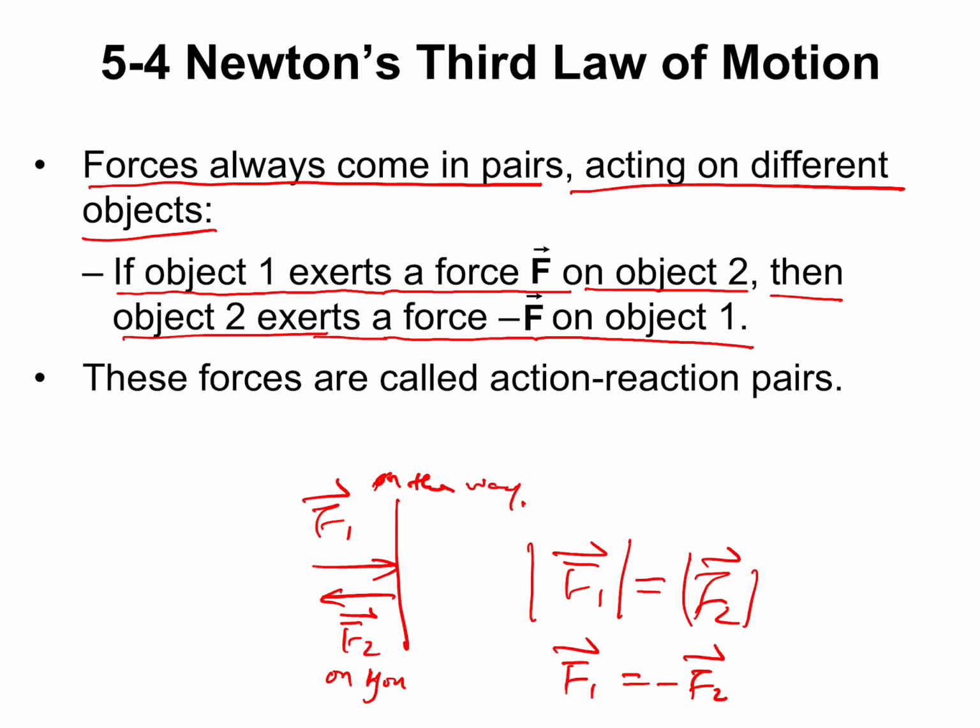If you punch the wall with 200 Newtons, the wall punches back actually 200 Newtons on you. Those two forces have the same magnitude and opposite direction, and we call this the Newton's third law pair, also called an action-reaction pair. So this is Newton's third law. We need all of Newton's laws, first, second, and third, to solve a problem.